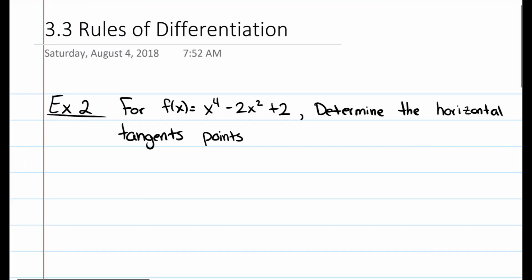Example 2. For f(x) = x^4 - 2x^2 + 2, we want to determine the horizontal tangent points. Right away we see the word tangent, so we know we're going to take a derivative, and we want to find the horizontal tangents.